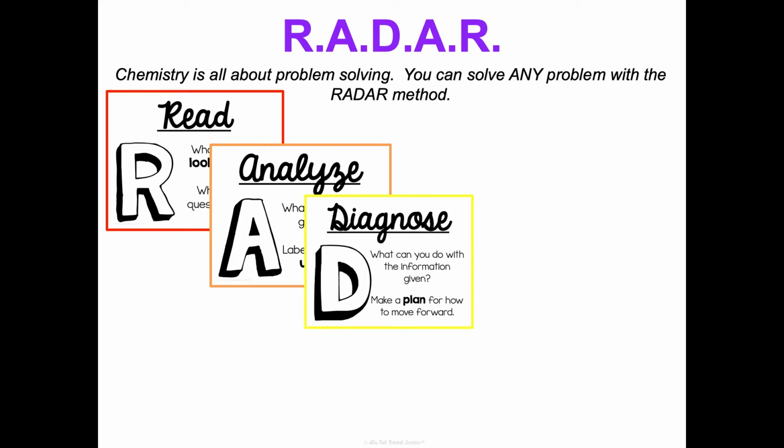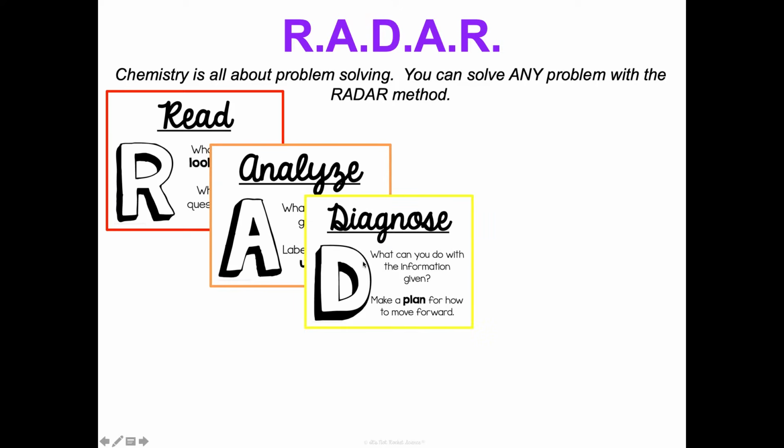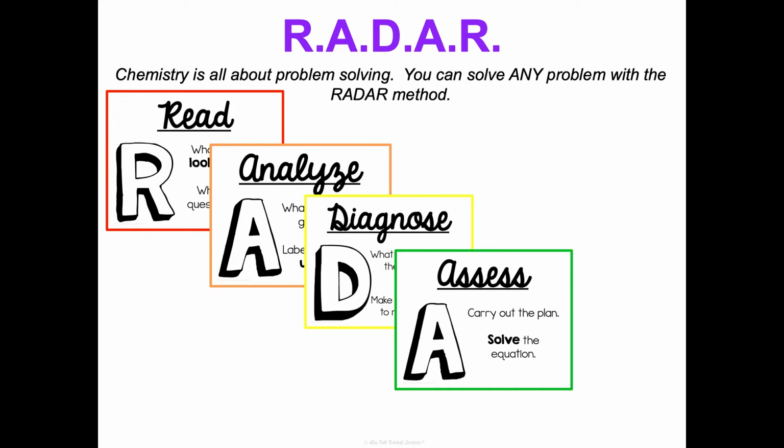Then D stands for diagnose. This is where you make your plan going forward. You may write all this stuff down in A and realize, okay, I'm trying to get from moles to grams, then I'm going to need the molar mass to get there. And so you may know, okay, I need to find the molar mass first, look it up on the periodic table, before I can move on to the next step. That's what the diagnosing is. Assessing is where you actually solve it. You plug things in and you solve.